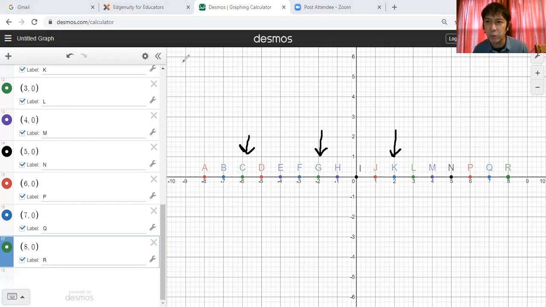That is our midpoint. And so I hope you learned from our 4 examples, and you can try using desmos.com for your own exercises and practice.